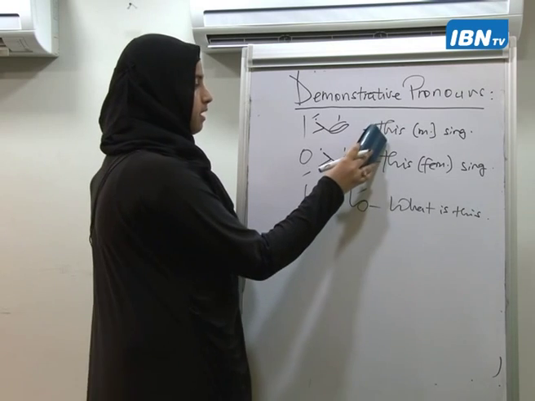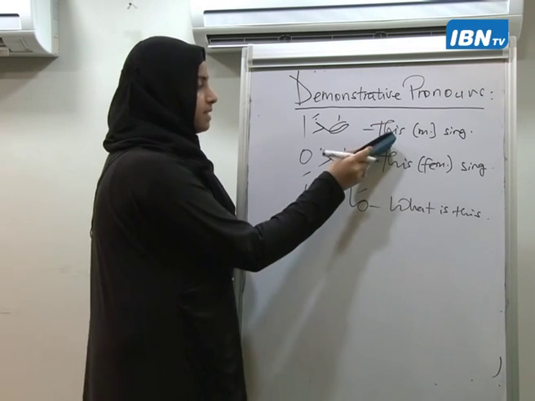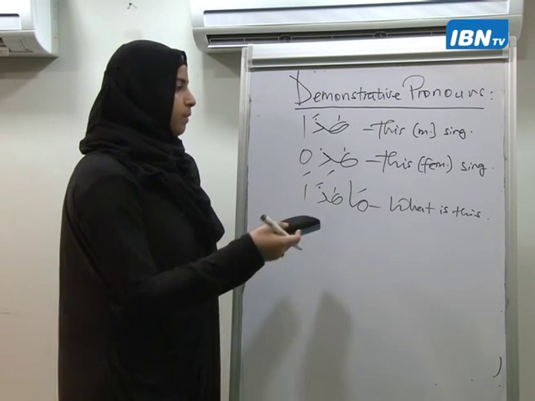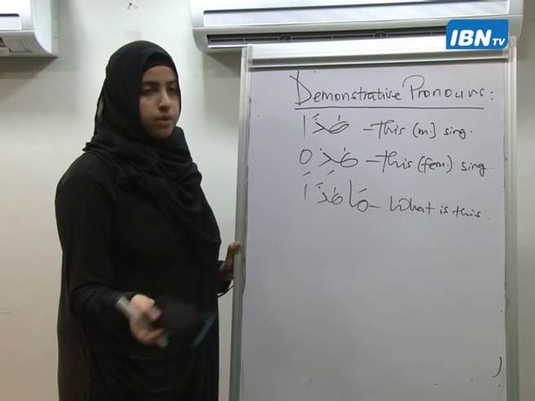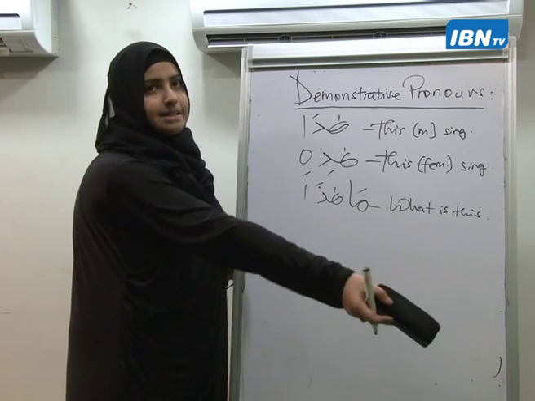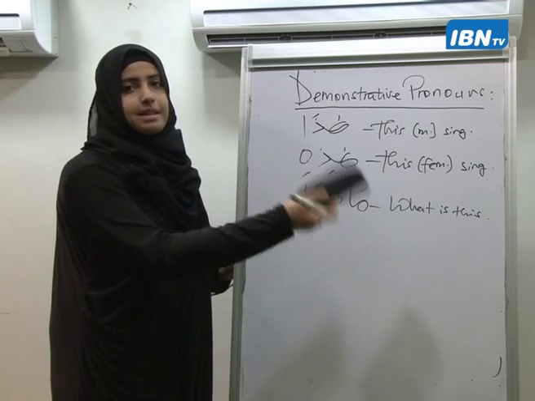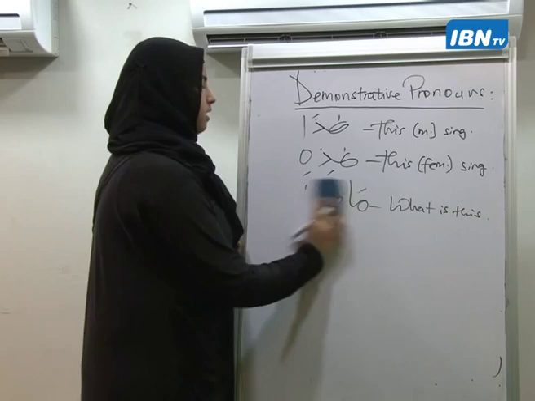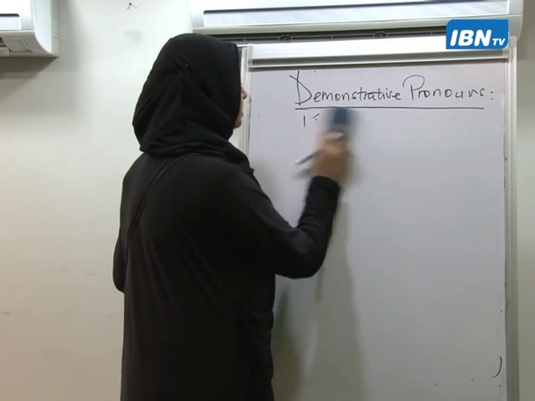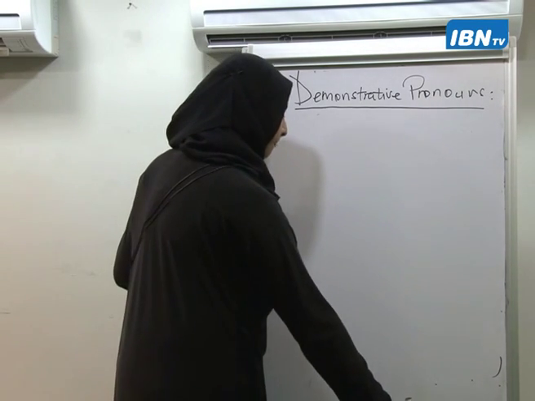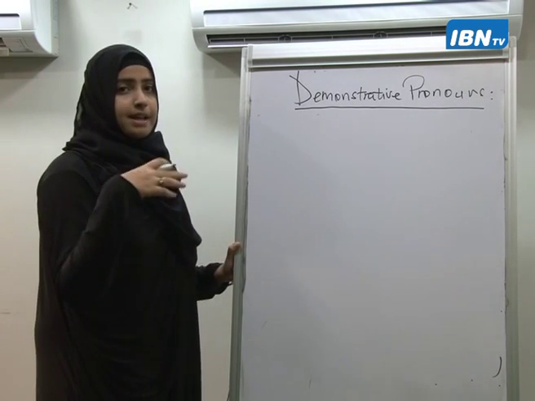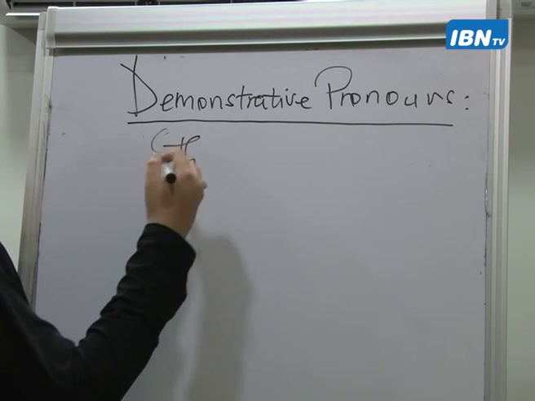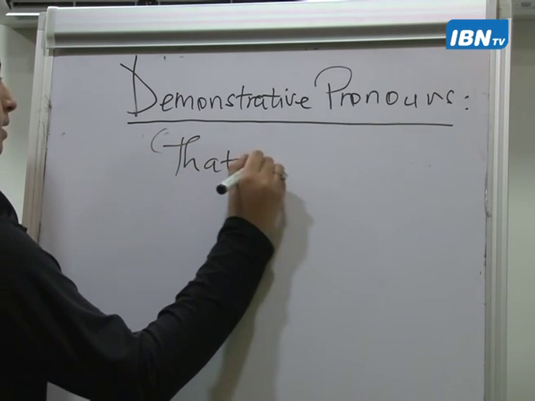Now today we are going to look at that. If I want to say, for example, this is a duster, I'm going to say hadhihi nashafatun. But what if I want to say that is a duster, or that is a blackboard? That is what we are going to be looking at under demonstrative pronouns. So this was just a recap of what we had done last time. Our today's topic will be the word that is.